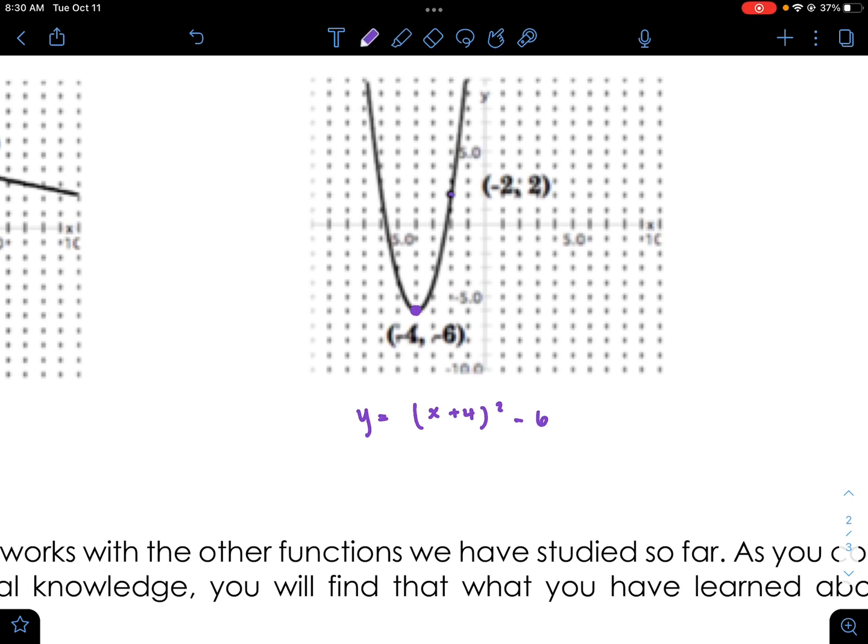We also need to figure out what were the dilations that occurred. So again, you take your vertex and then you take your next nice point. The horizontal change would be 1, 2, and then the vertical change 1, 2, 3, 4, 5, 6, 7, 8. So there's a vertical dilation of 8 and a horizontal dilation of 2, and so this would be your equation for that graph.